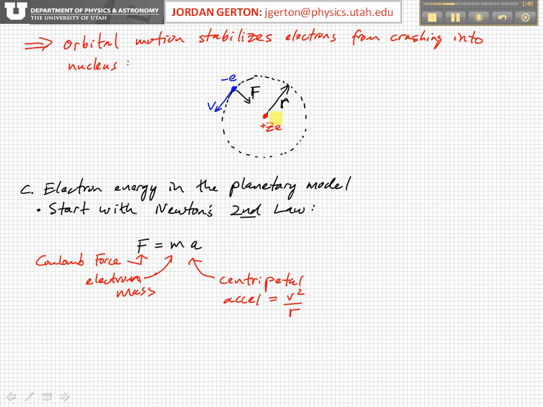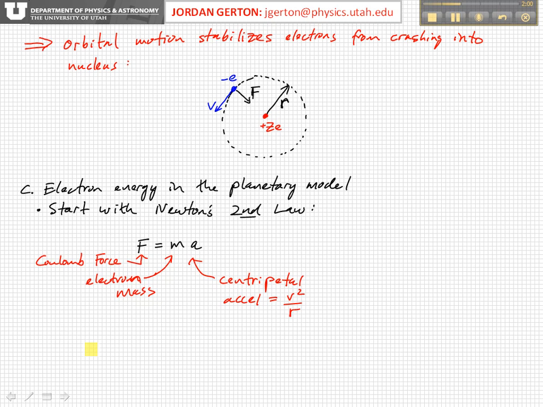If we had some other similar system, a positive and negative charge, as you'll be considering in your homework, where the masses are more similar, then we'd have to consider that both bodies rotate about their common center of mass. But here we're assuming that the nucleus is stationary.